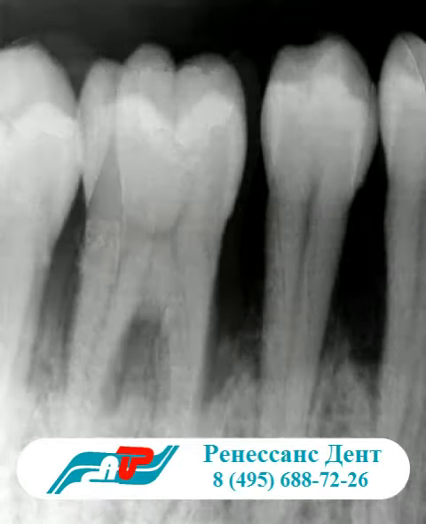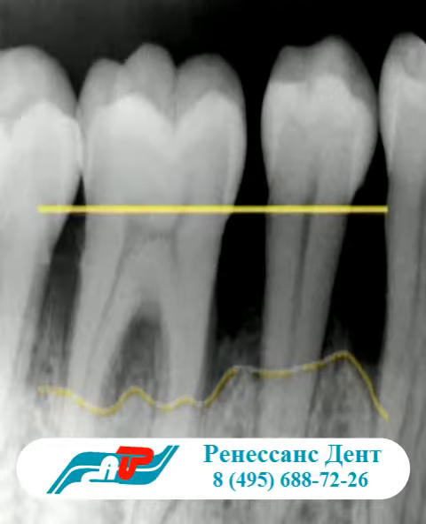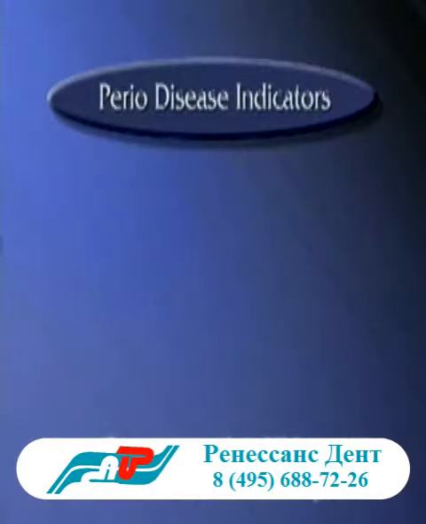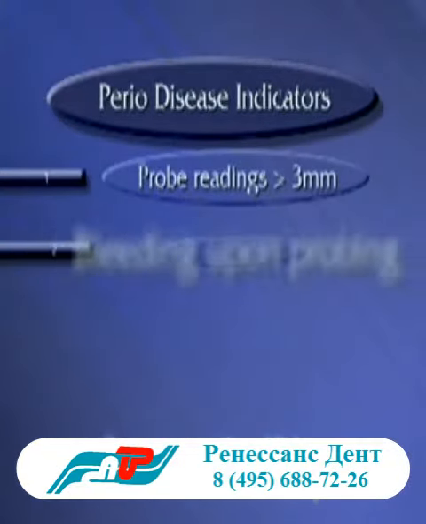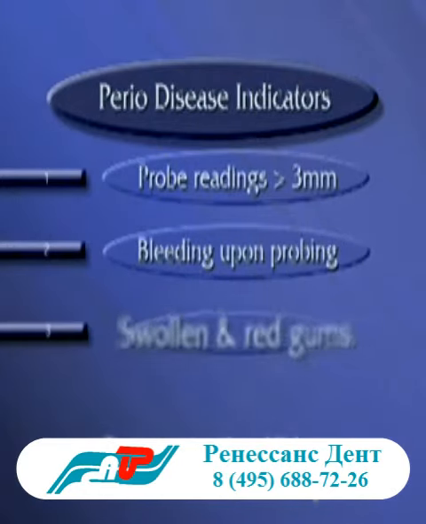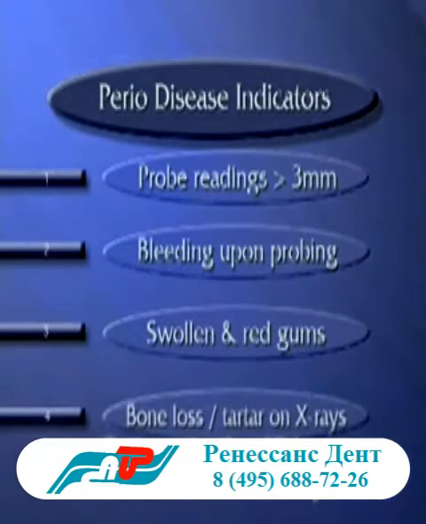This is advanced periodontal disease. The bone level is much lower. Notice how uneven the bone levels are compared with the healthy mouth. So now you know how we diagnose periodontal disease. Probe readings greater than 3 millimeters, bleeding upon probing, swollen and red gums, especially between the teeth, and bone loss or tartar on the X-rays.